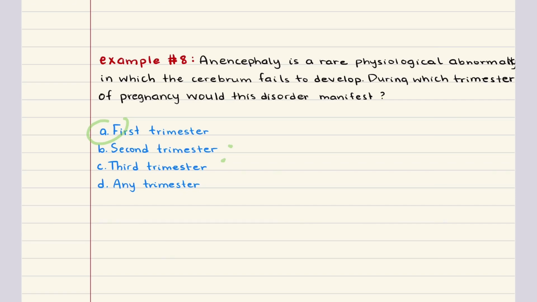And "any trimester" is too general and incorrect because this particular abnormality is very specific to early embryonic development. So in short, anencephaly originates from a failure in a critical developmental event that occurs very early in pregnancy, making the first trimester the correct answer.